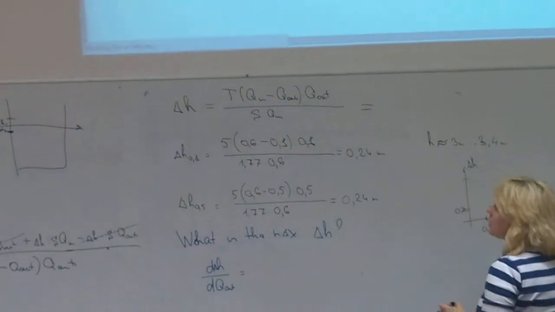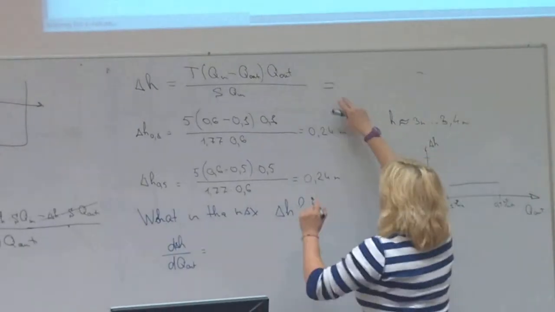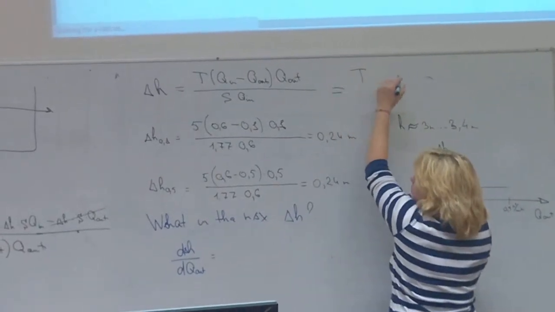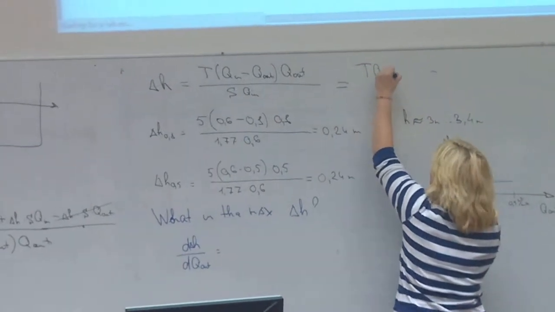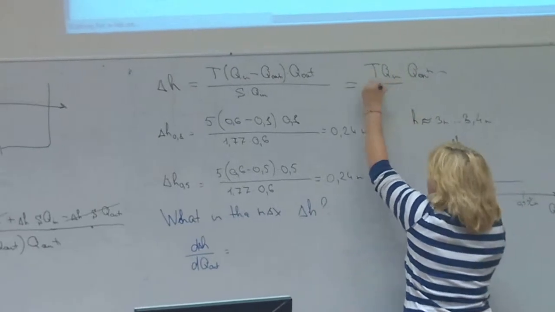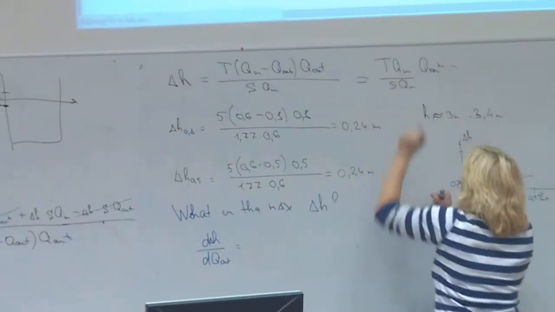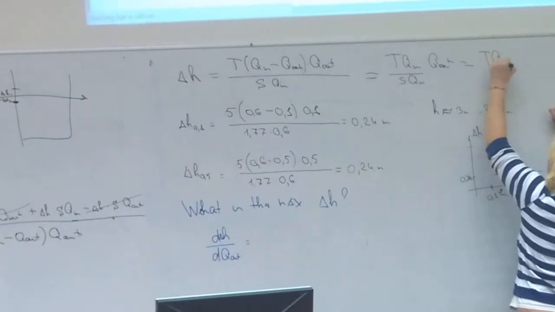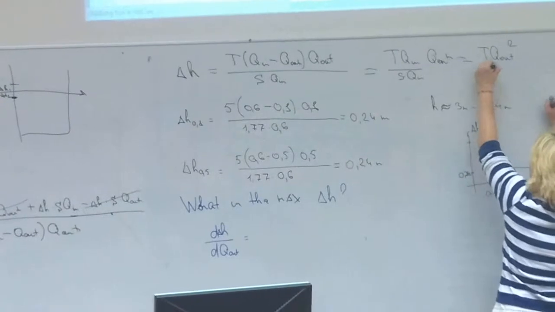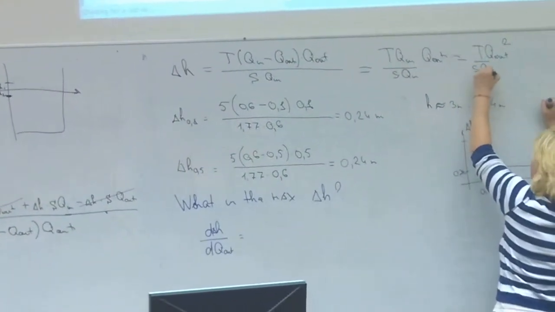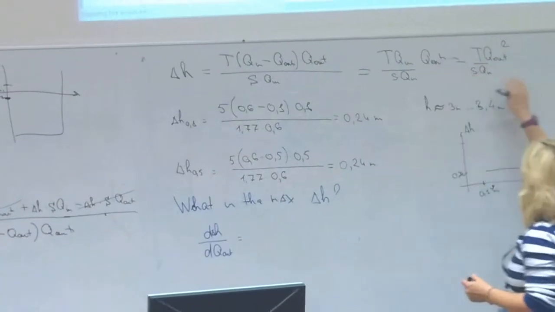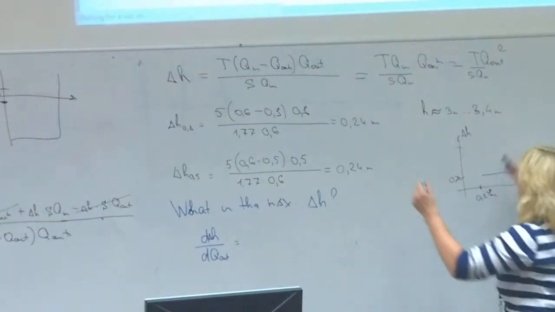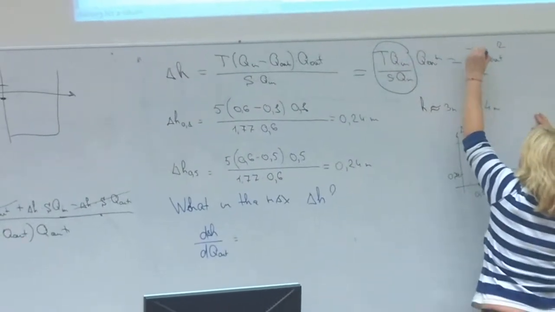So I rewrite it a little bit in order to have a better representation. Q in multiplied by Q out, minus T Q out square, and here we have S multiplied by the Q in. Because we would like to find the derivative by Q out, those parameters can be considered as constants.